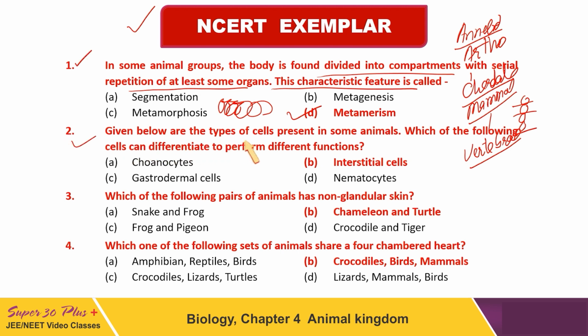Question number 2. Given below are types of cells present in some animals. Which of the following cells can differentiate to perform different functions? Important. This is not given in NCERT, but even then you have to remember. These are interstitial cells. As per need, the interstitial cells can be changed to other types of cells as per requirement. Nematocyst and coenocyte are differentiated ones. Interstitial cells can differentiate into any other type of cell.